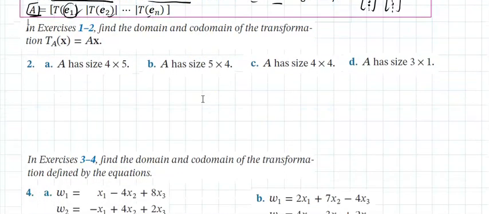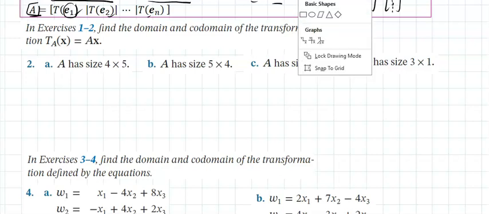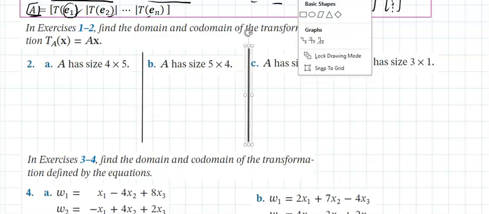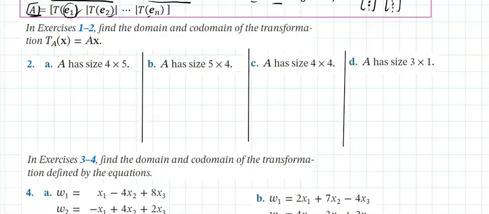Now I want to get one idea out of the way, which is a bit confusing, but let's make sure we understand that. Find the domain and codomain of the transformation. Notice the transformation: you input an x, that's the domain. The outcome is Ax, which is the codomain.